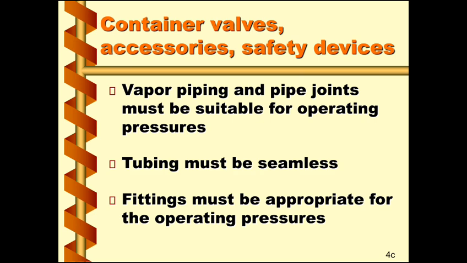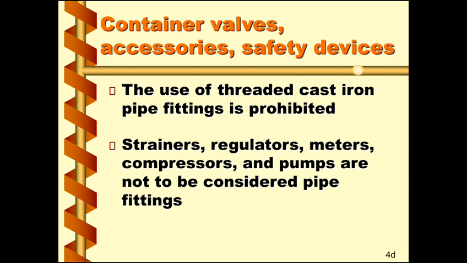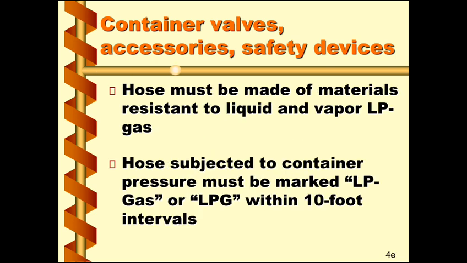Vapor piping or pipe joints must be suitable for the operating pressures, tubing must be seamless, and fittings must be appropriate for the operating pressures of the gases. So these are the very important safety rules that should be followed for supplying and storing the gases. The use of threaded cast iron pipe fittings is prohibited because of leakage incidents. Strainers, regulators, meters, compressors, and pumps are not to be considered as pipe fittings. These are the different types of storage or maintenance of the LPG accessories.